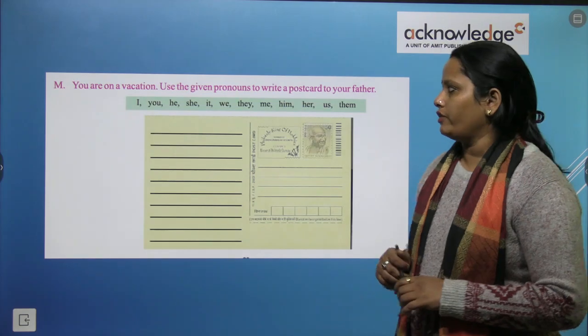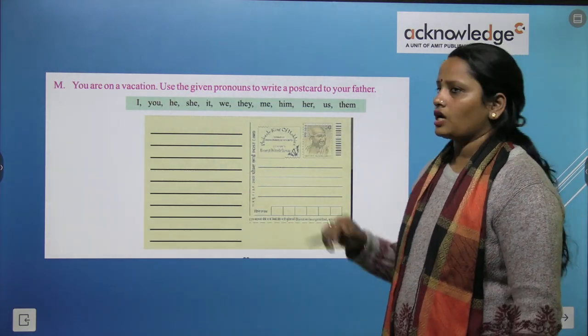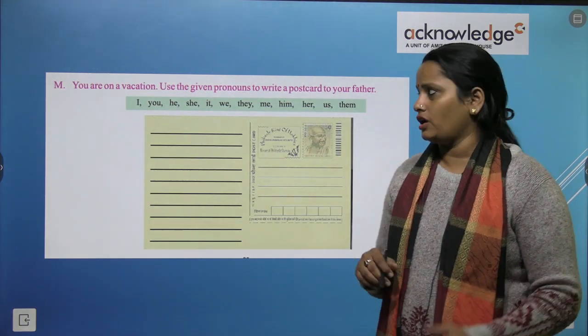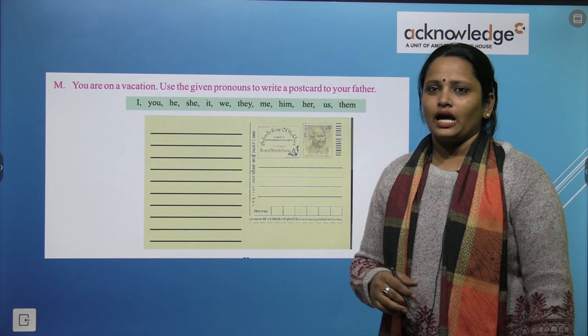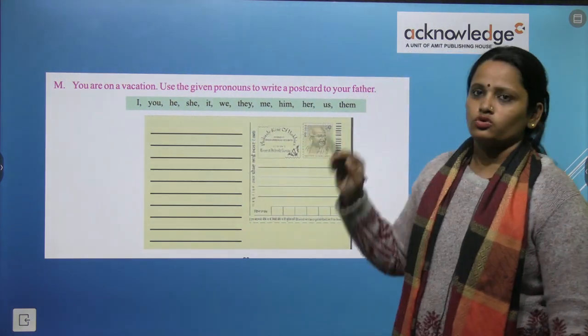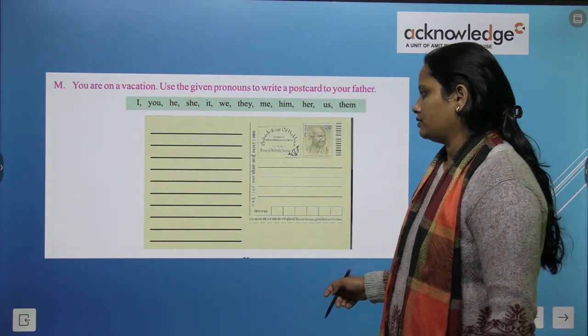You are on a vacation. Use the given pronouns to write a postcard to your father. So you have gone on a vacation. आप एक छुट्टी पे गए हैं तो आपके सामने पोस्ट कार्ड है, आपको ये पोस्ट कार्ड लिखना है using all these pronouns, इन pronouns को use करना है, अपने father को एक postcard लिखना है.